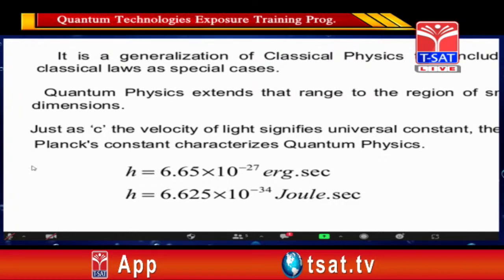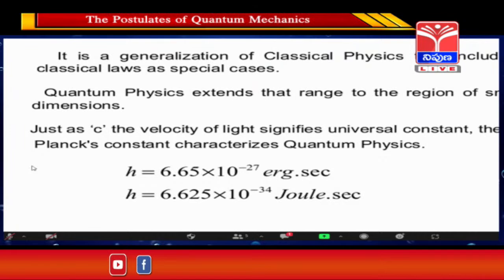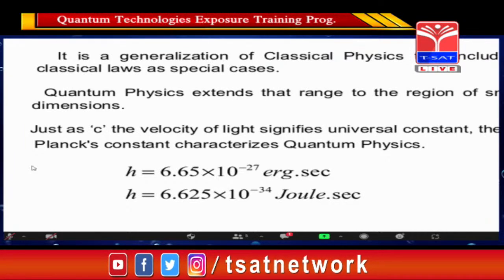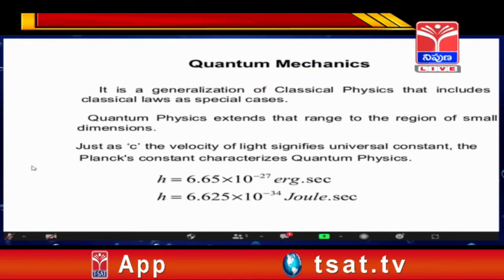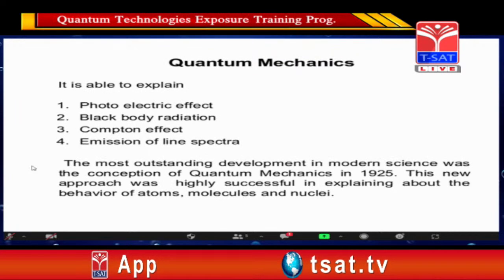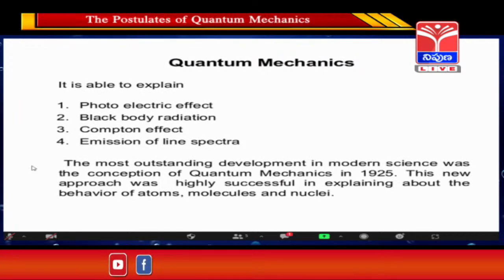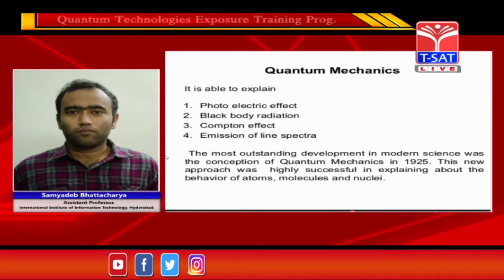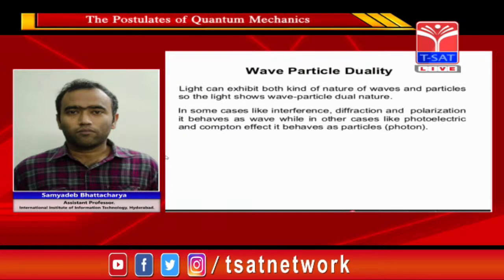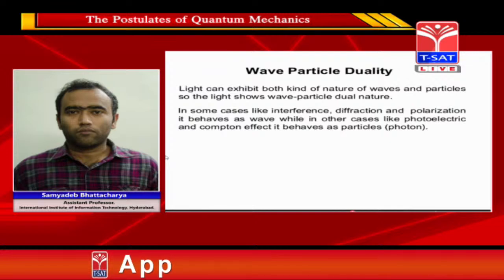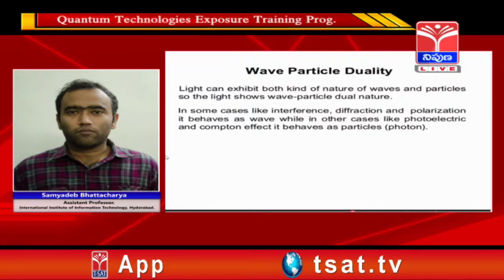just as c, the velocity of light, is a universal constant, Planck's constant h, which characterizes quantum physics, is also another universal constant. Quantum mechanics was able to explain the photoelectric effect, black body radiation, the Compton effect, emission of line spectra and so on. I have already discussed these things. So let us move on to something called wave particle duality.